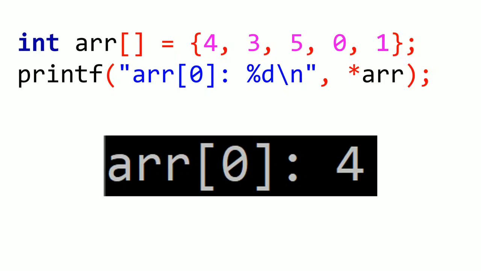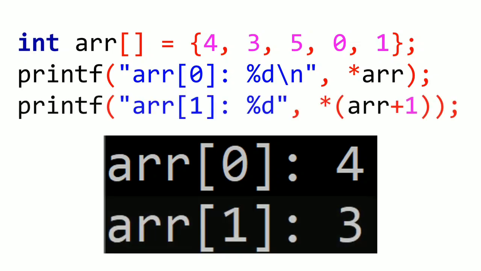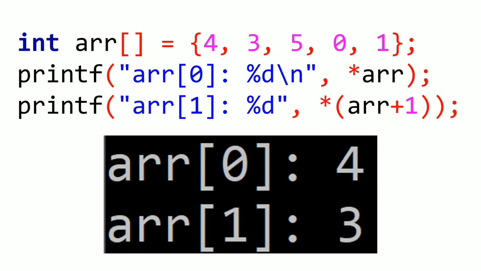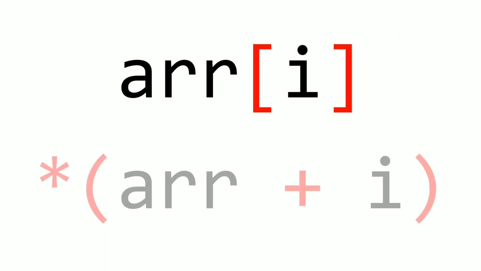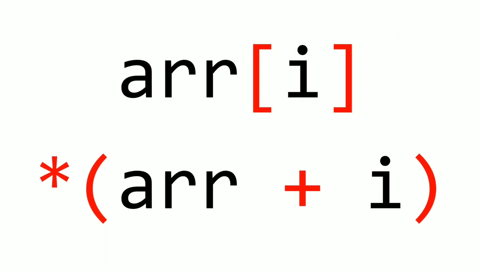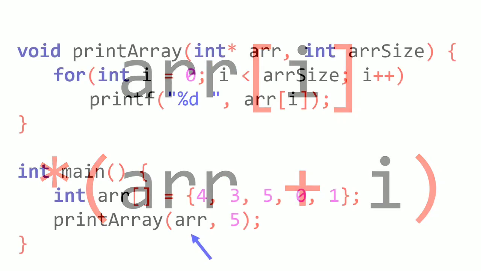We can even modify it if we want. And we can do the same thing with the remaining elements. If you want to access the second element which has the index 1, you dereference r plus 1. Don't forget the parentheses. In general, to access the element with index I, we can do it by dereferencing r plus I.